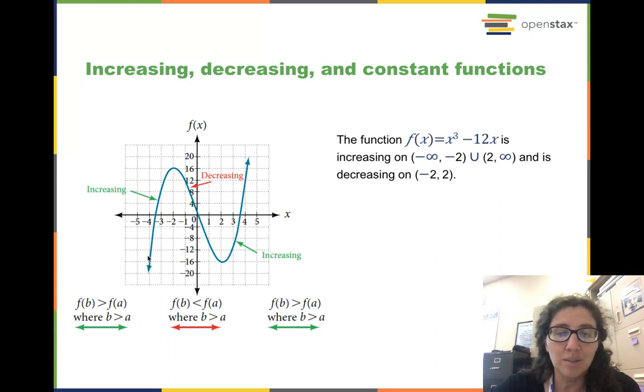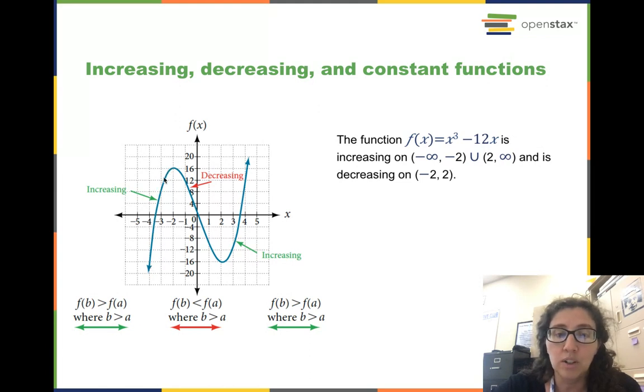So we can think as if we're walking up a hill on this function and then down a hill and then up a hill, right? So the function is increasing when we're walking up a hill. Okay, so the function is increasing as we go from left to right here. And the way that we express that is as an interval. Okay, so we could say, where is the function increasing?